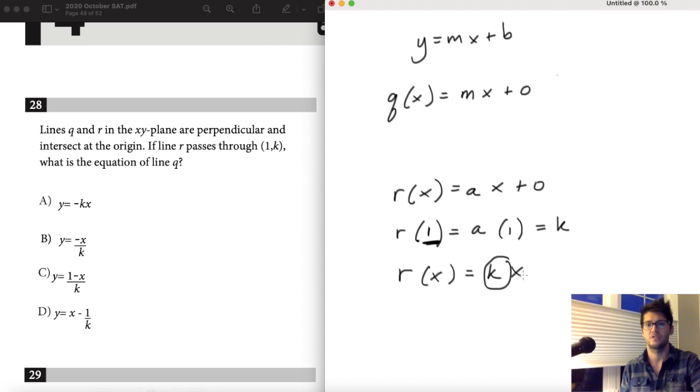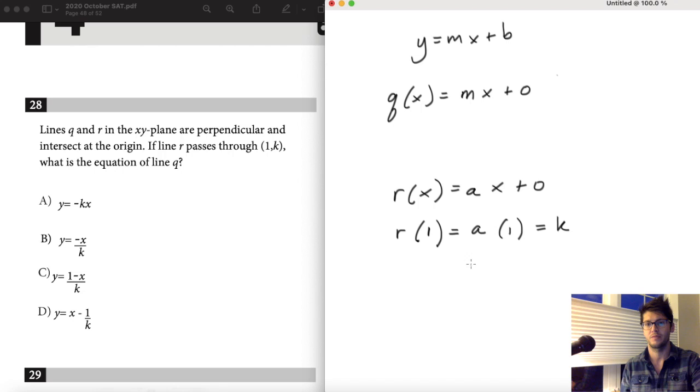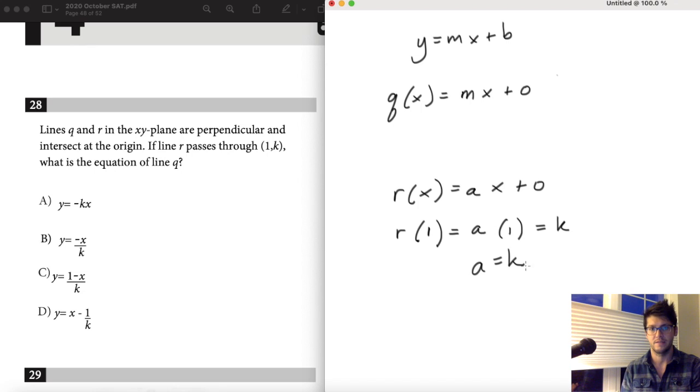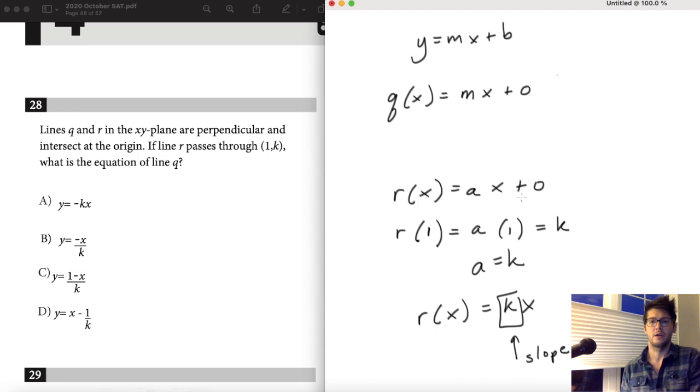Right? If you want an extra step just to be absolutely clear, you could say a equals k. That's what we got here. A times 1 equals k. So go back to the first equation that I wrote for r, kx, and I won't write the plus 0 this time. Slope right here. I know that's confusing. It's intentionally confusing. I will show you something else we can do in a second if it makes you feel better.